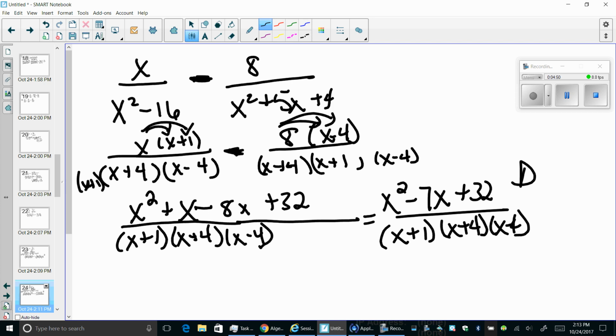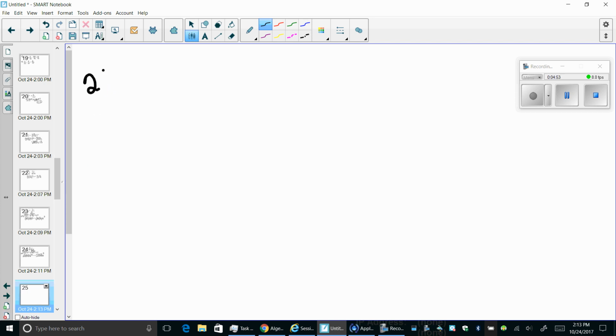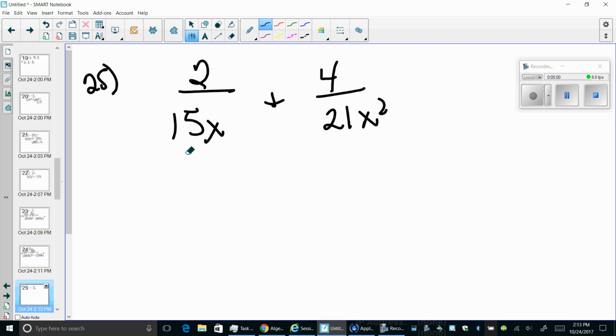Last problem, number 25. 25 is 2 over 15x plus 4 over 21x squared. You'll note 15 is 3 times 5, and 21 is 3 times 7. So we have 2 over 15x and 4 over 21x squared. If you think about 15 being 3 times 5 and 21 being 3 times 7, then really what I need here is a 7. So I'm going to put it on the bottom and top. And here I need a 5.